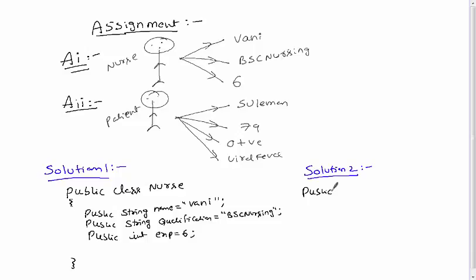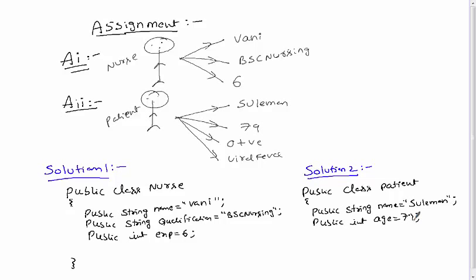Similar way, let us see the solution for the second assignment, that is creating the patient class and storing the data. Write public string name is equals to Suleiman. Next, public int age is equals to 79. Write public string BG is equals to O positive. BG means blood group. Later write public string disease is equals to viral fever and semicolon. So this is how we will be creating. This is how we need to create the patient class.